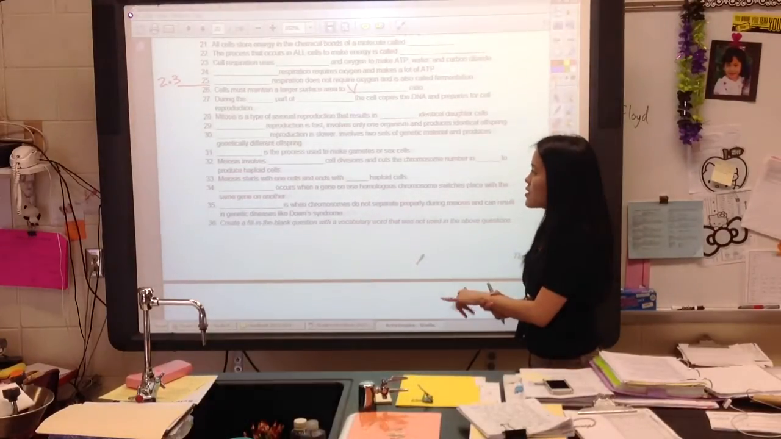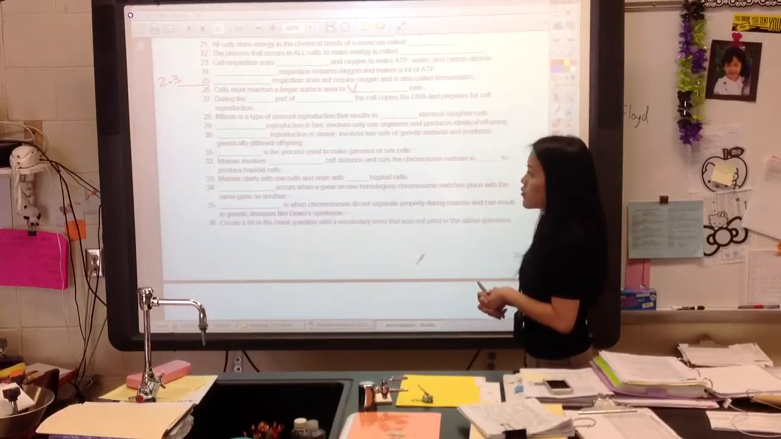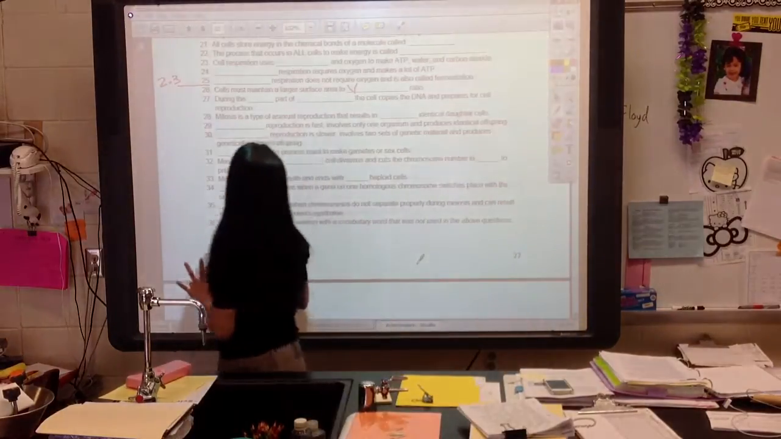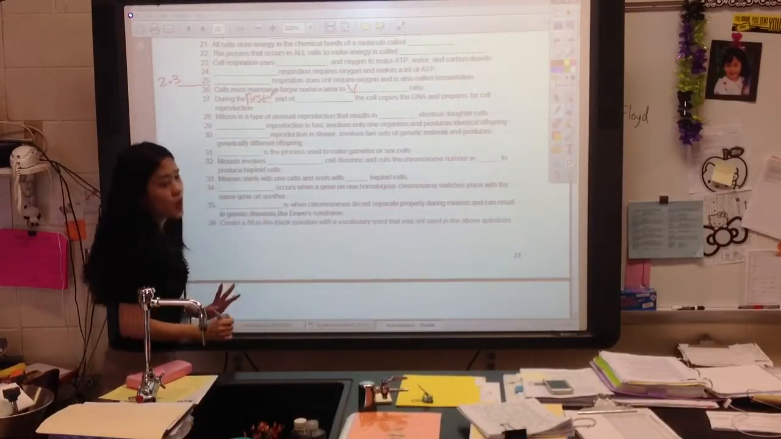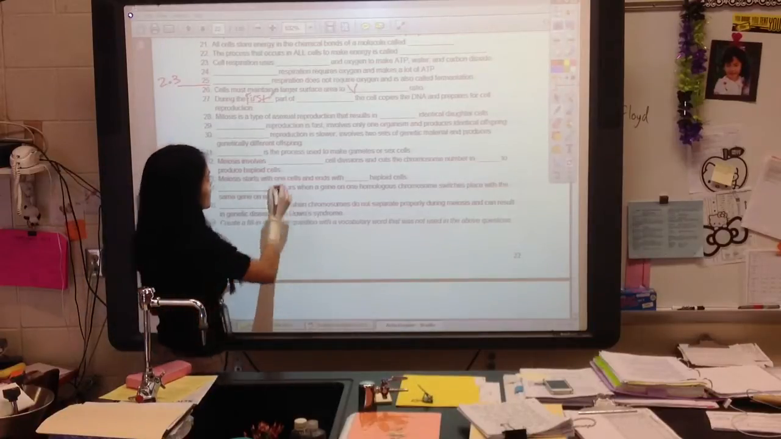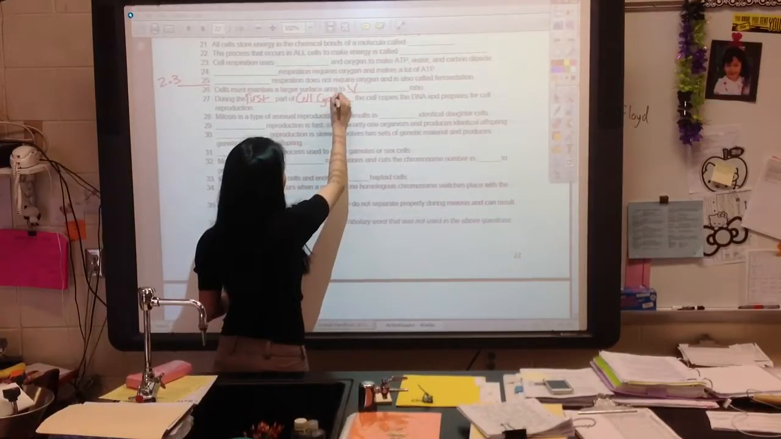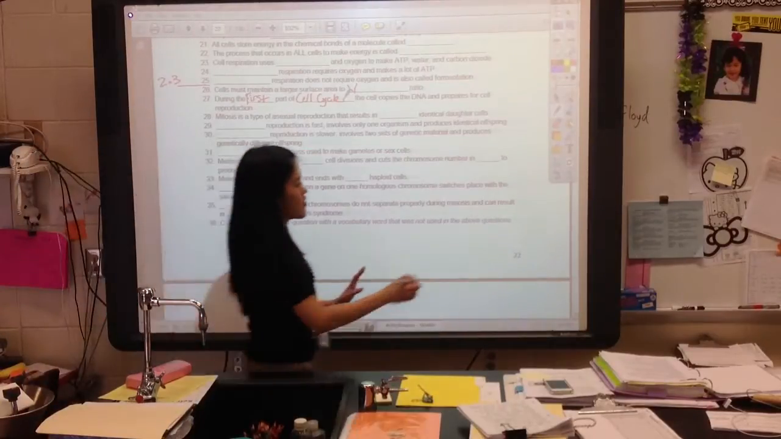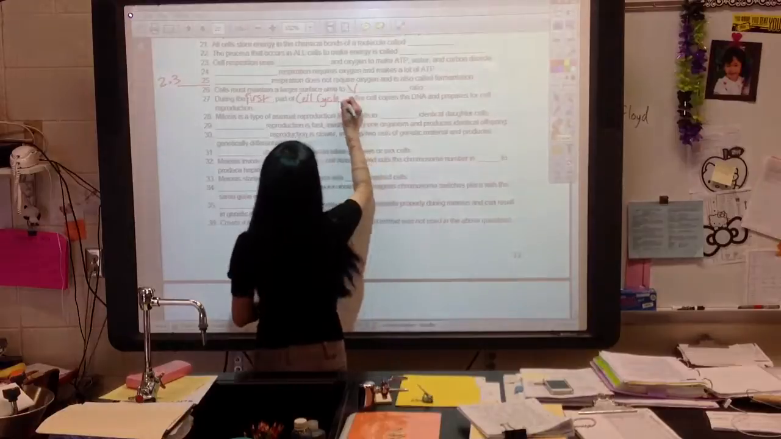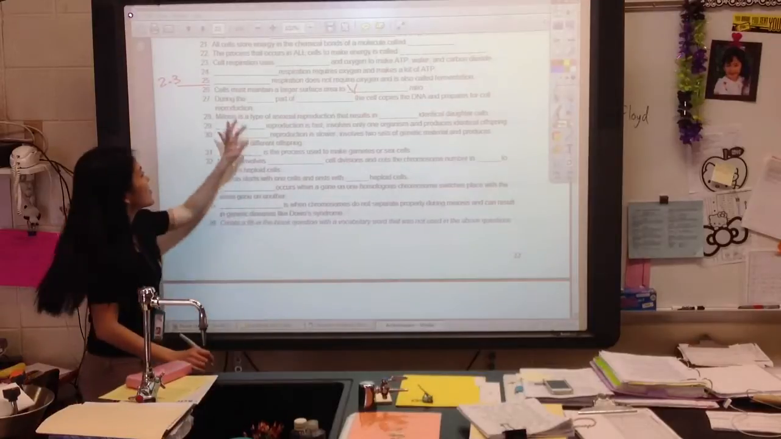For number 27, this is a little different. It says, during the blank part of blank, the cell copies the DNA and prepares for cell reproduction. We're going to say during the first part of the cell cycle, actually, I want to go ahead and change this statement a little bit. I don't really like the way this is worded, or maybe I'm just being confused at the moment. But for 27, let's change this.